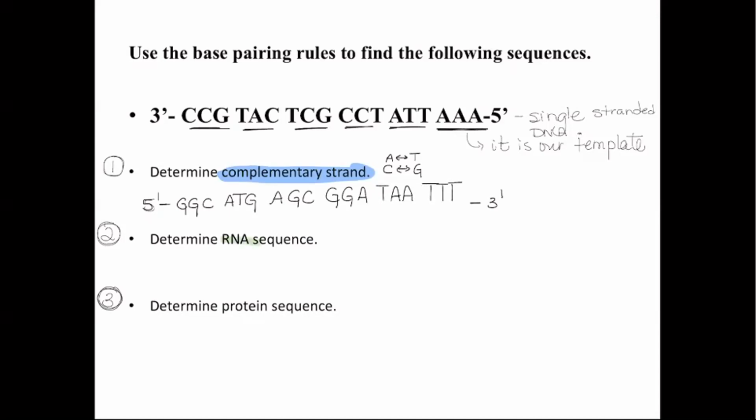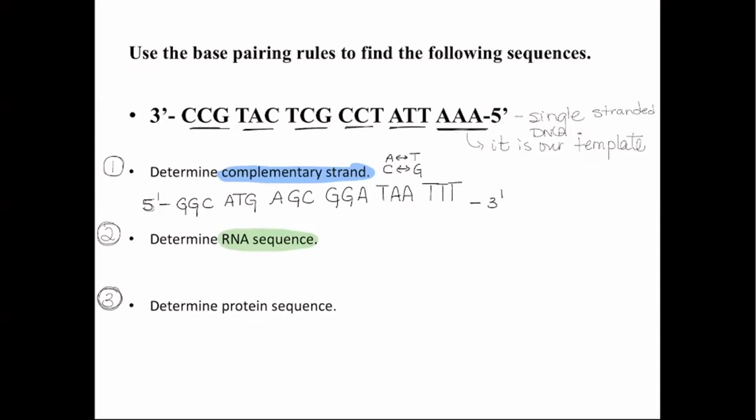In the next step, we are going to determine the RNA sequence based on our single-stranded template strand. Remember that the RNA sequence comes from looking at your double-stranded DNA, taking the strand that runs 3 to 5, and we are going to do complements in that newly synthesized RNA molecule. The base pairing rules for determining the RNA sequence are the following.